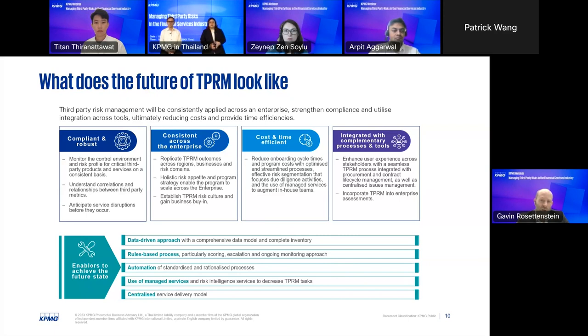In terms of cost and time efficient, strong focus here really on reducing onboarding cycle times. And a lot of that is around how do you optimize and streamline your processes and ensure that you've got effective risk segmentation and due diligence processes in place.